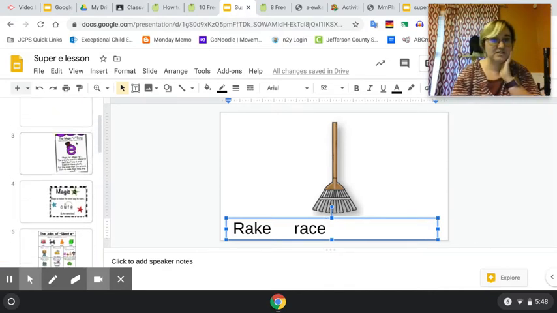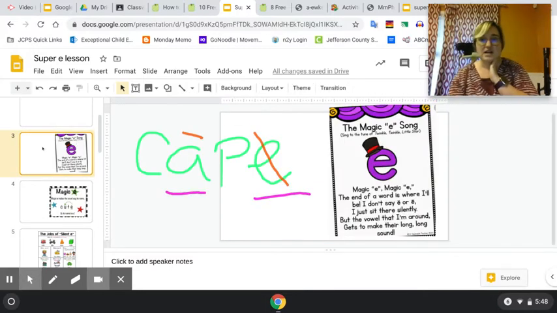Let's go back to our song. Ready? Except Miss Irby doesn't sing it. Magic E, the end of a word is where I'll be. I don't say a or E, I just sit there silently. But the vowel that I'm around gets to make their long, long sound.